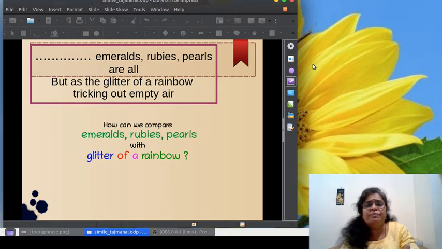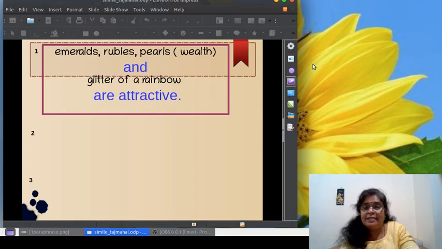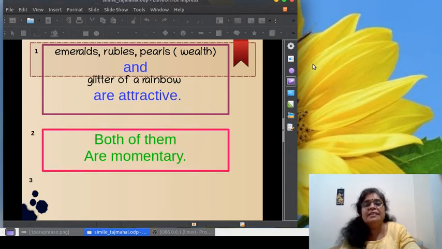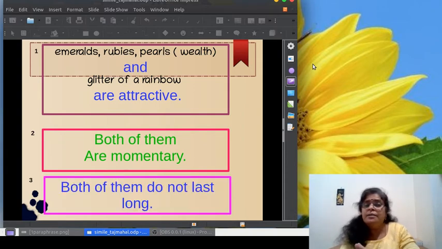I know you know. Listen, what is the logic? First, they are attractive. Wealth and a rainbow, both are attractive and beautiful. Second, both of them are momentary. Both of them do not last long.